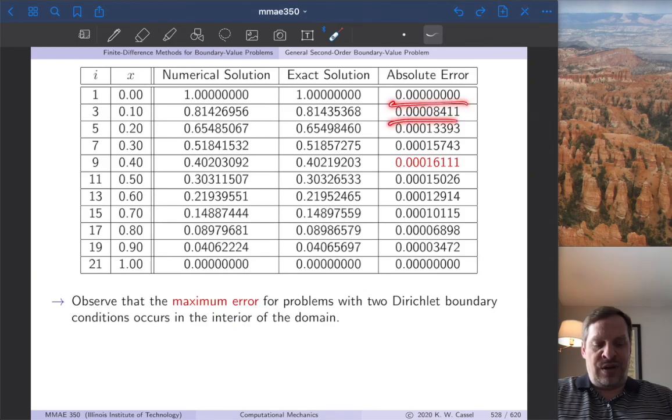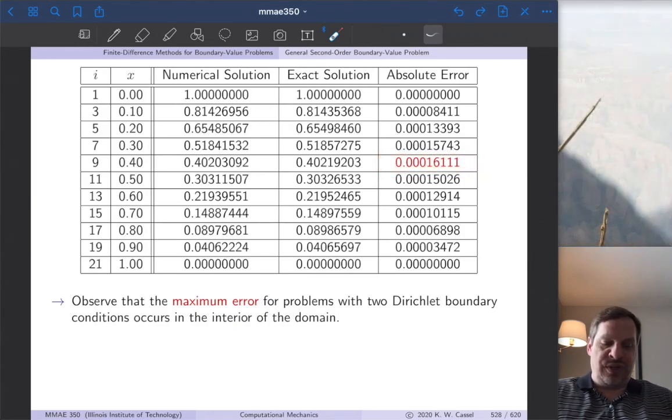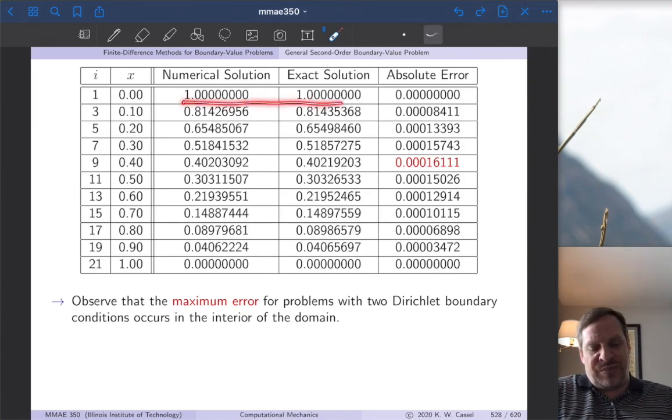Here's the absolute error, which is just the difference between them. You'll notice there is no error at the left or right boundary, and that's because the boundary conditions are known exactly, so there's no numerical error at the boundaries. The maximum error is actually near the middle, not exactly in the middle, but near the middle. So that's the maximum error. And you can see it is quite small with 21 points. So that's typical for a problem with Dirichlet boundary conditions. The error is 0 at the boundaries and maximum somewhere in the interior.